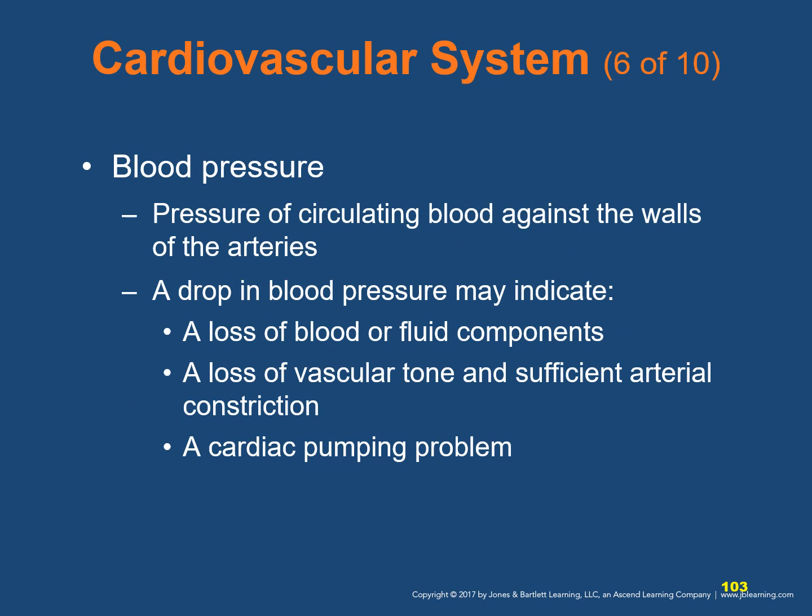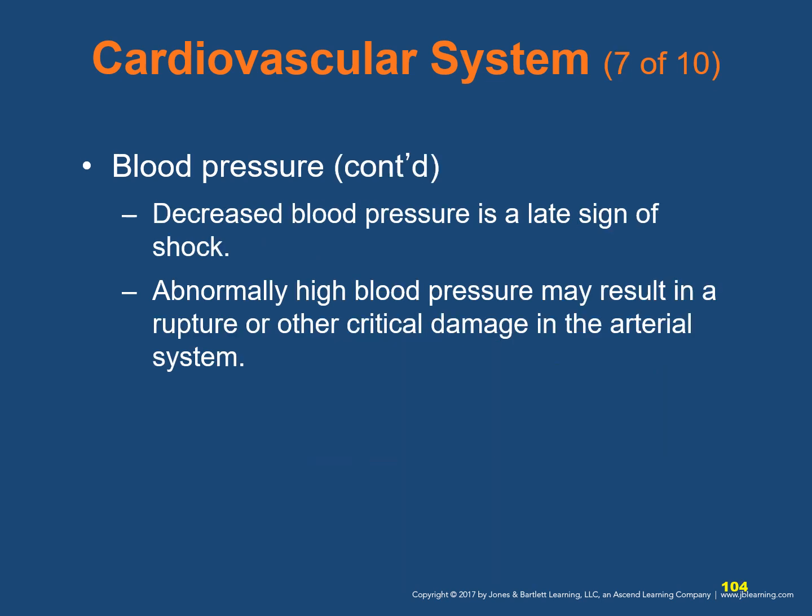Blood pressure is the pressure of circulating blood against the walls of the arteries. A decrease in blood pressure may indicate a loss of blood or fluid components, a loss of vascular tone, insufficient arterial constriction, or a cardiac pumping problem. Decreased blood pressure is a late sign of shock and indicates that the critical stage of decompensated shock has begun. Abnormally high blood pressure may result in rupture or other critical damage in the arterial system.